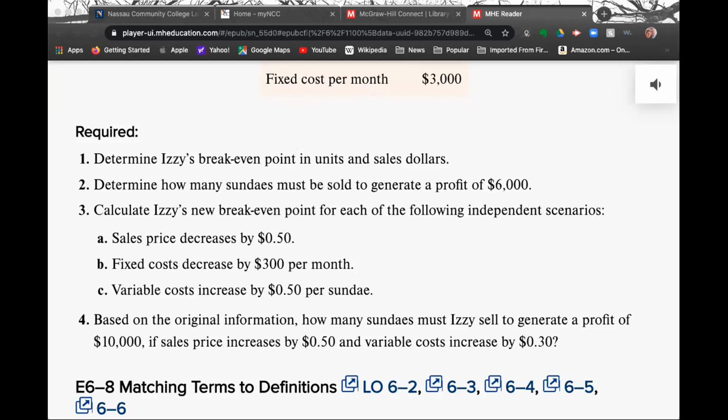Part B, what if the fixed costs decrease by $300 a month? Instead of $3,000, they would be $2,700. So the fixed cost is now $2,700. And if I divide that by the contribution margin of 3, I would have to sell 900 sundaes to break even. Right? Remember before, in the original example, I had to sell 1,000 to break even. If I can get my cost down a little bit, I would need to sell less to break even.